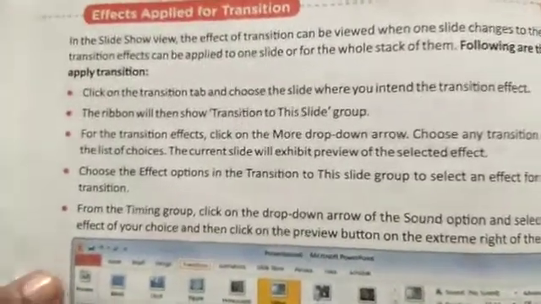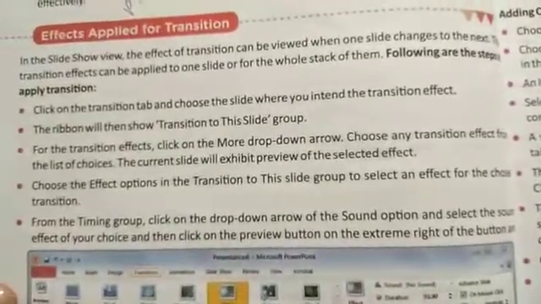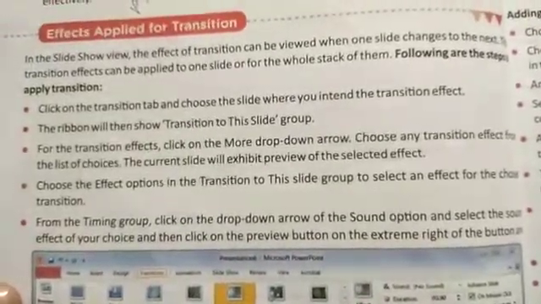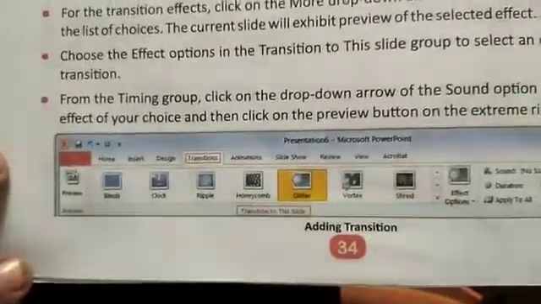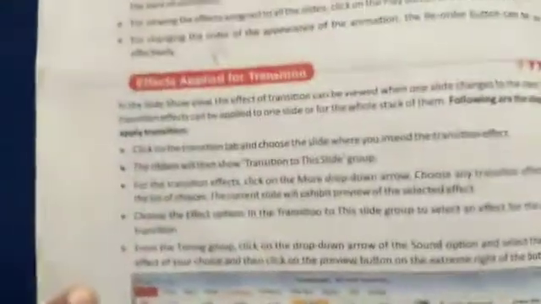For the transition effect, click on the more drop down arrow. Choose any transition effect from the list of choices. The current slide will exhibit a preview of the selected effect. Now see, when you select it, this side option will come. Different options will be there and you have to select any one of the options.